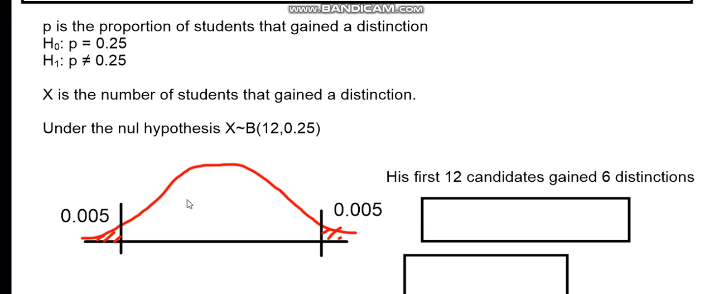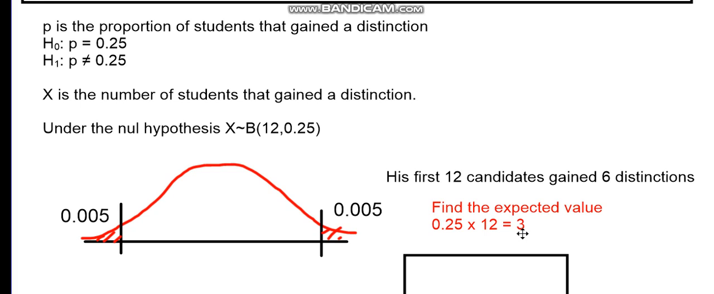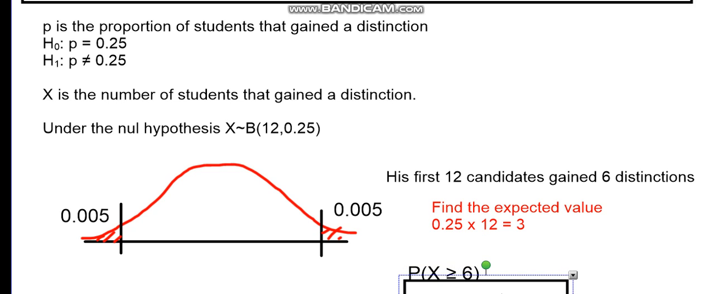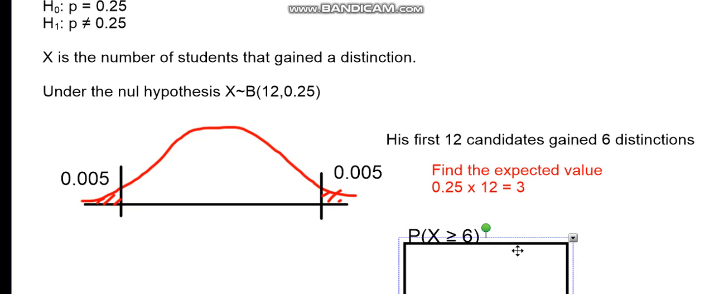So we need to sort of work out what would we expect to happen first. So we need to work out the expected value, which is the probability, which is 0.25 times the number of trials. So it's going to be 12 times 0.25, so it's 3. So the expected value is 3. 6 is higher than 3, so we're looking at the top end. So we're looking at the probability of being greater than or equal to 6.